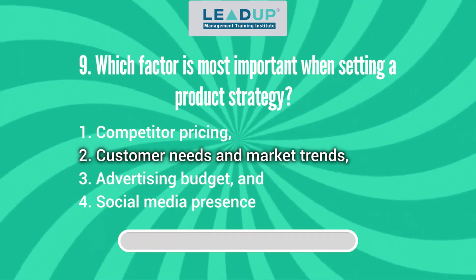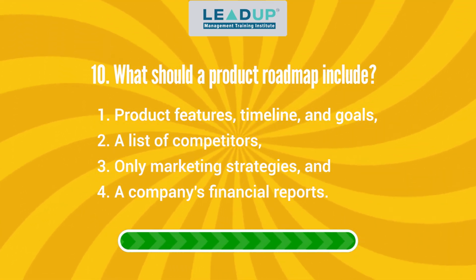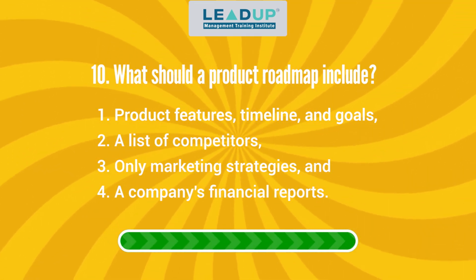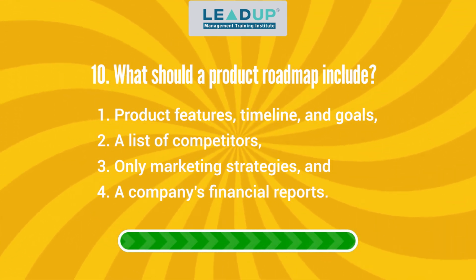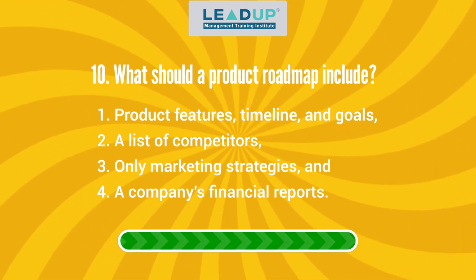Answer: customer needs and market trends. 10. What should a product roadmap include? 1. Product features, timeline and goals. 2. A list of competitors. 3. Only marketing strategies. And 4. A company's financial reports.